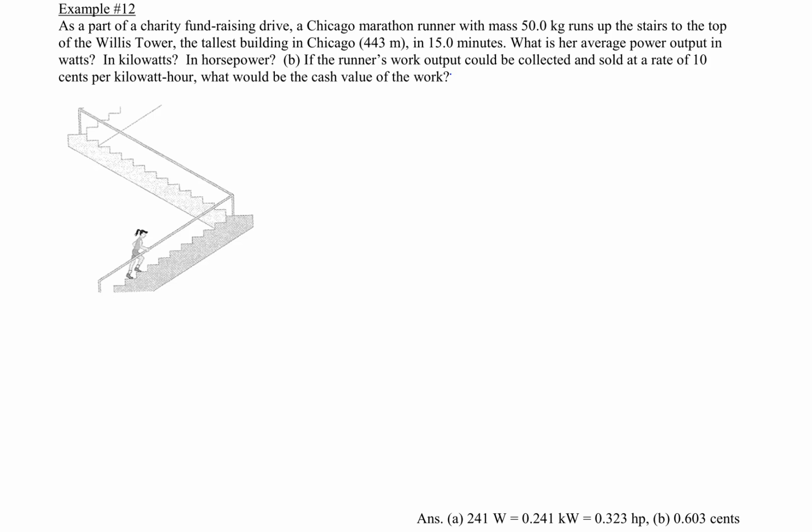Okay, so let's start off by writing our givens down. We know the mass of her. Her mass is 50 kilograms. We also know that she runs the set of stairs, all the way up to the top, in 15 minutes. So delta T is 15 minutes. And we also know the height that she's running up. You can call that H or delta Y. We're going to use 443 meters.